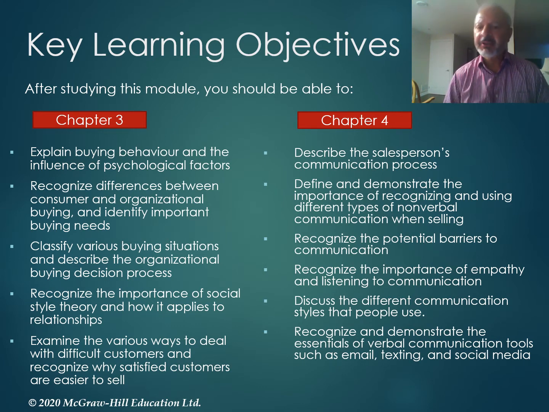One of the other learning objectives of this chapter is we're going to recognize the importance of social style theory and how it applies to relationships. So we're going to examine the different social styles and essentially how to manage and how to deal with them in a way that improves our effectiveness with the customer. We're also going to examine the various ways to deal with difficult customers and recognize why satisfied customers are easier to sell to.